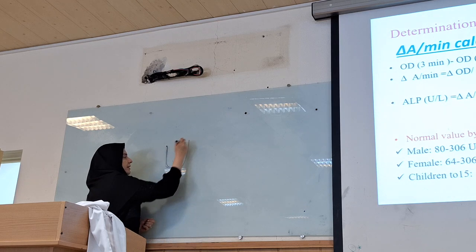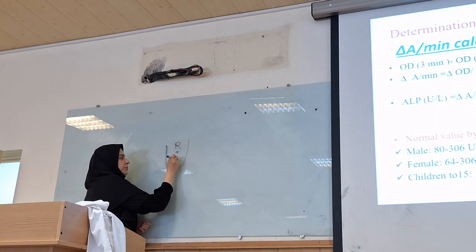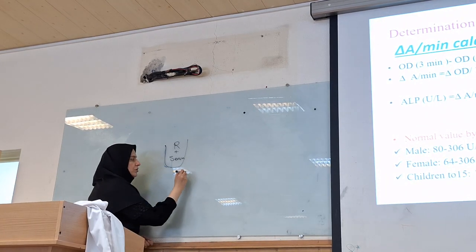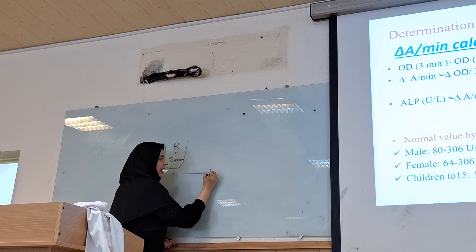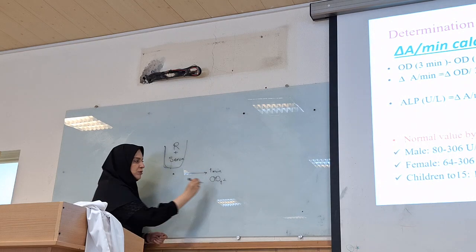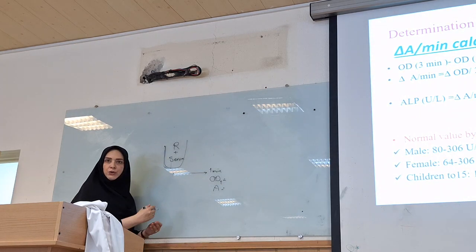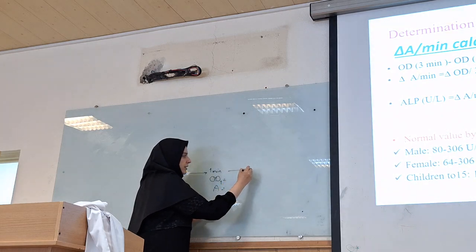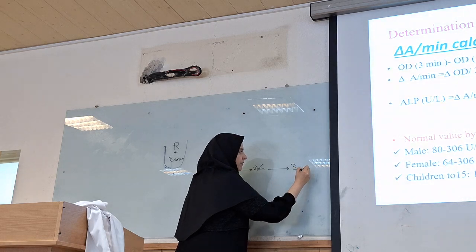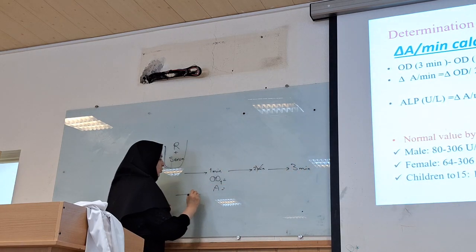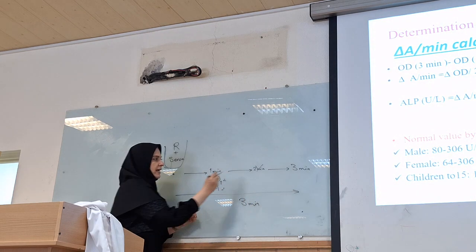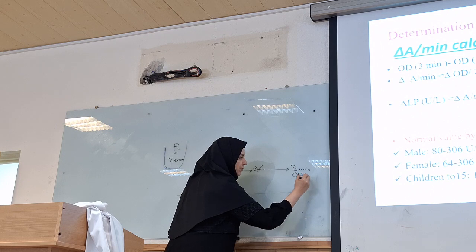You added reagent to the serum. Okay, this is 0 time. Okay, you should continue 1 minute. After 1 minute, okay, you should write OD number 1 or absorbance number 1. Okay, you should continue the procedure. 2 minutes is not important. Continue 3 minutes. So the total time is 3 minutes. Okay? Again, you write OD number 2.